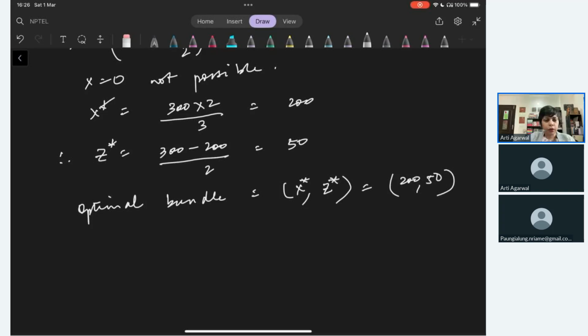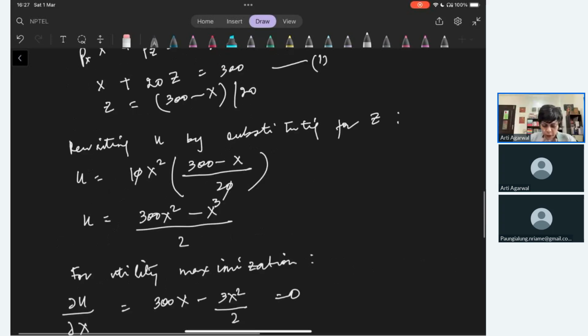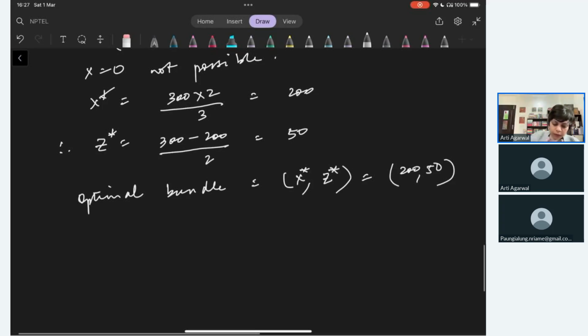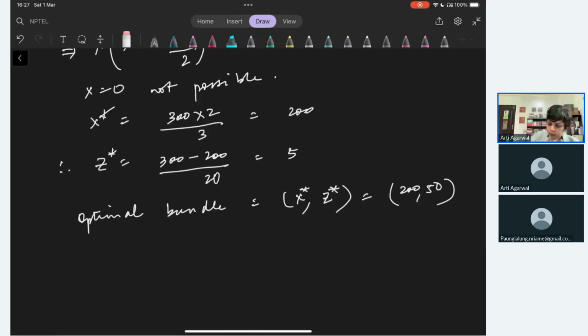So are we given options? Yes. Did I do something wrong? I think I've done it right. Let's go back to the expression for z. Oh, this is by 20, not 2. Okay, sorry. Then this is 5. Yeah, because the options are 20 and 50 and 205, and I was wondering what I did wrong.